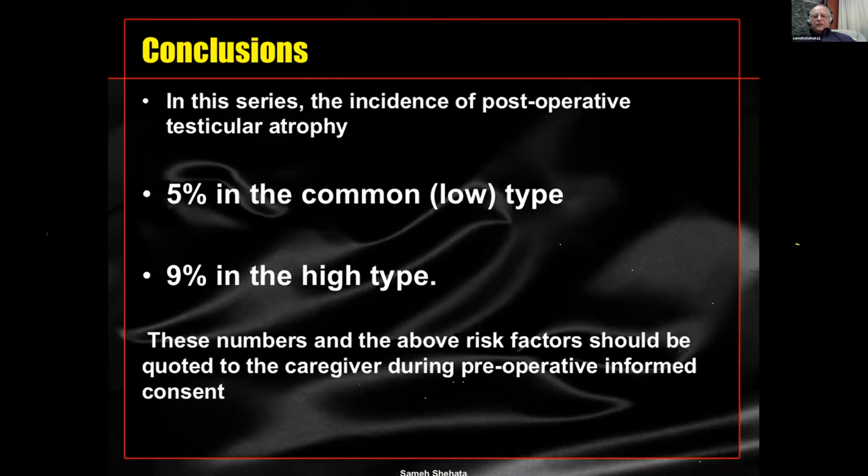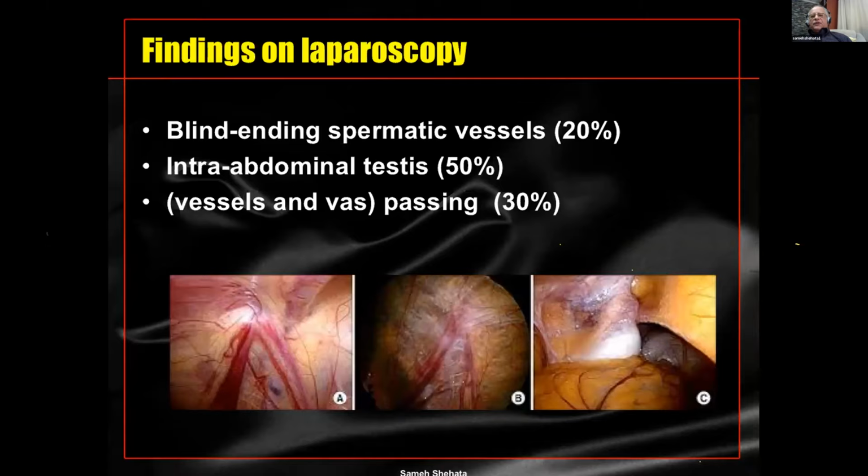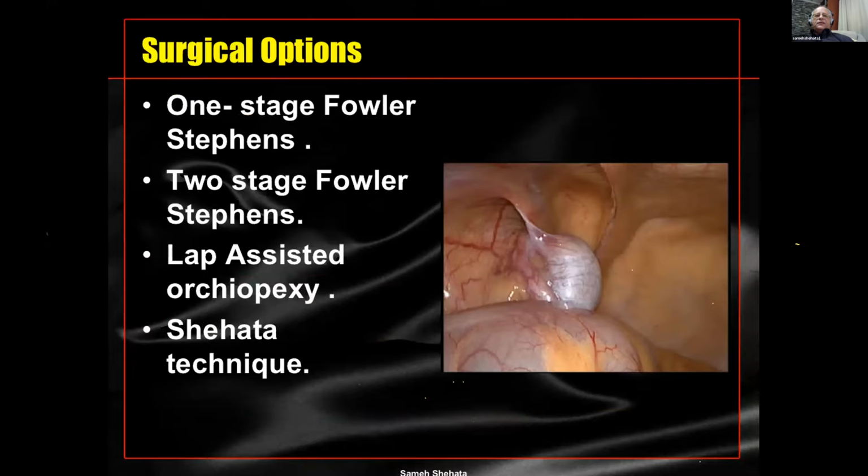Now we go to the surgical options for impalpable testis. Here you see the findings at laparoscopy in general. You need to tell the parents that you have a chance of finding an intra-abdominal testis in 50% of the cases. You need to warn the parents about this. The others are blind-ending vessels, and vas and vessels passing through. So these are the three possibilities when you look immediately by laparoscope. And the surgical options, as you know, are one-stage Fowler-Stephens, two-stage Fowler-Stephens, laparoscopic assisted orchiopexy, or the Shehata technique. Please vote for your preference of surgical technique.